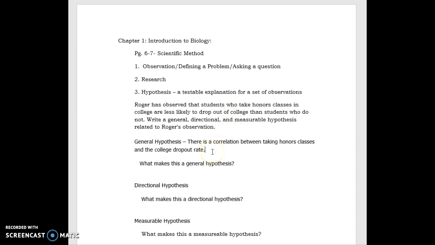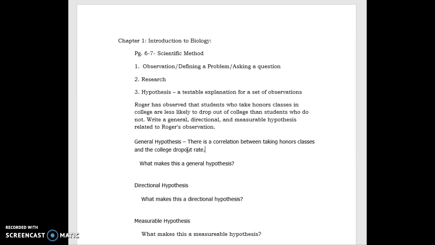So to make a general hypothesis, notice that this says there is a correlation between taking honors classes and the college dropout rate. You are probably already thinking, because of prior knowledge, what the direction of that correlation would be. But in this hypothesis, if you didn't have any background information and had no preconceived notions, you wouldn't have an idea of how these two actually relate to one another. You would see that there is a correlation. That means there's somewhat a cause-effect relationship. That's what makes this general. I know there's a relationship between taking college courses, honors classes, and the college dropout rate. I do not know if one helps or hurts the other.